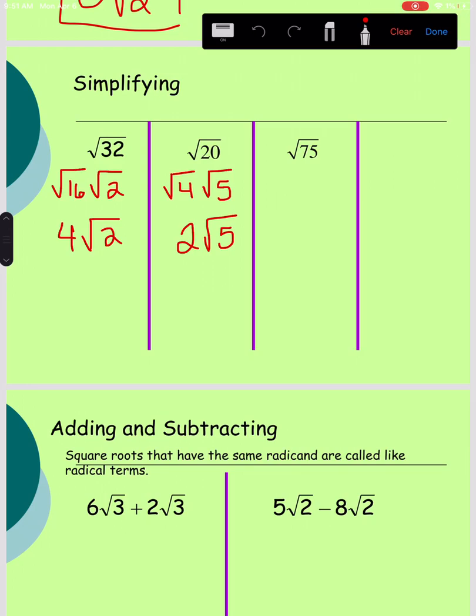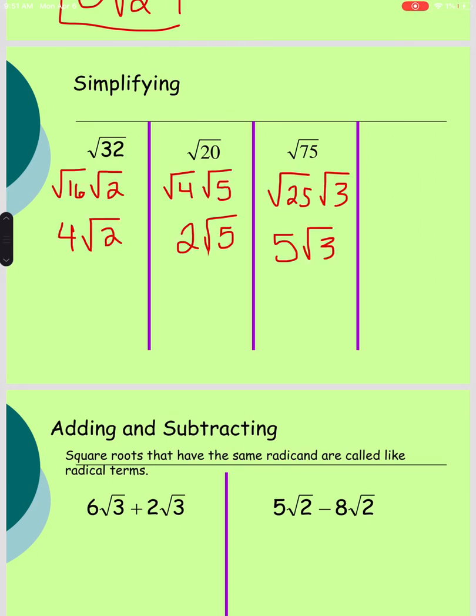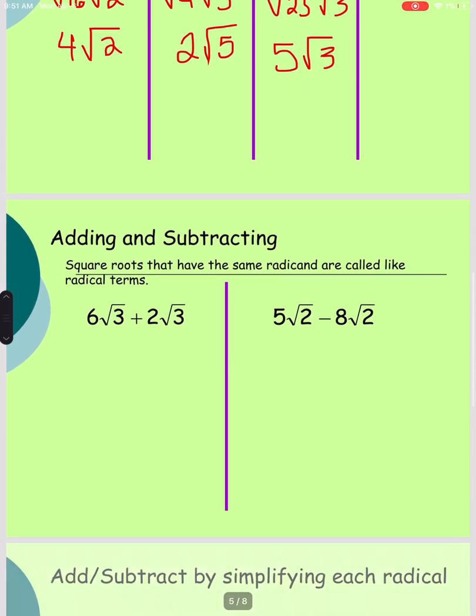The square root of 75. So we would break that up and say it's the square root of 25 times the square root of 3. And the square root of 25 is 5, and we don't know what the square root of 3 is, so we'll leave it as radical 3. So again, we've done simplifying quite a bit this year.